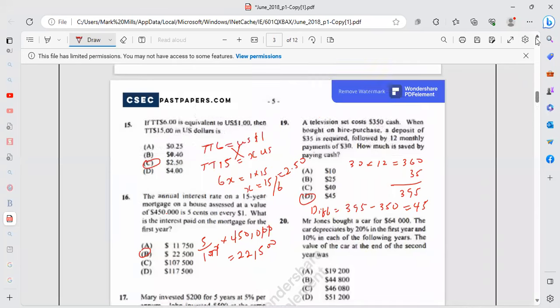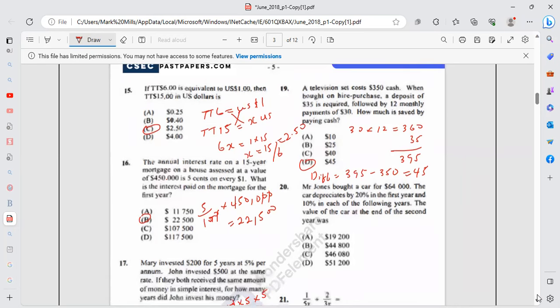All right, so we multiply the 30 times 12 to give you 360, then we add the 35, you get 395. So you find the difference, 395 minus 350, gives me 45. Okay, so that will be for number 19, right? So let's go to number 20.